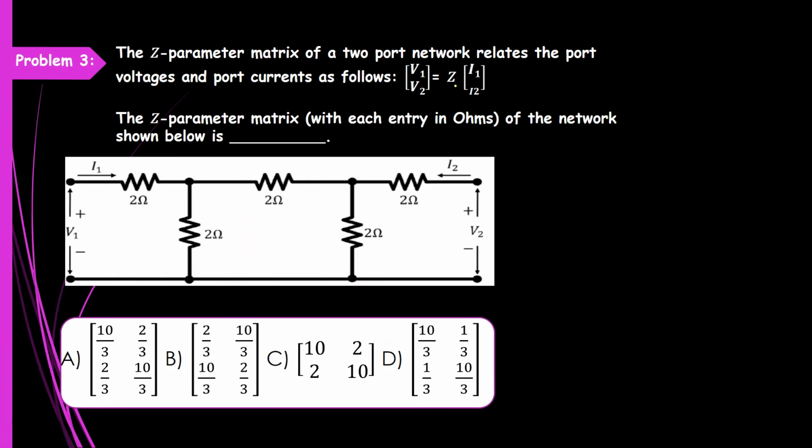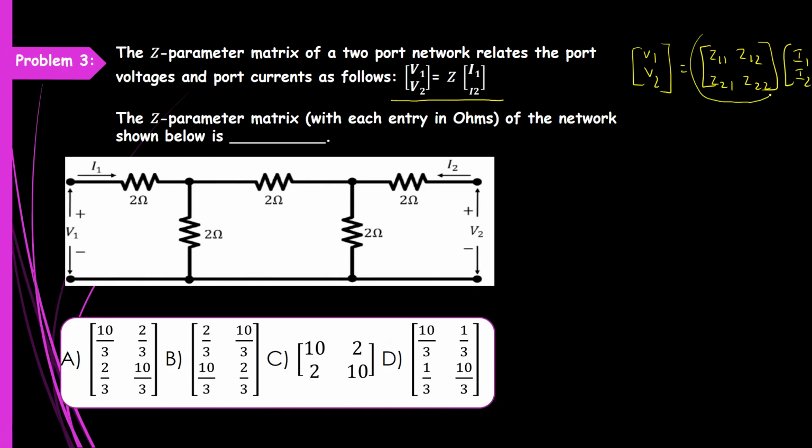Normally, for Z parameters, we need to write the equation like this. V1 and V2 in terms of I1 and I2. This is the Z parameter matrix: Z11, Z12, Z21, Z22. Z11 is the input impedance, Z22 is the output impedance, and Z12 and Z21 are the transfer impedances. So we need to find this Z parameter matrix.